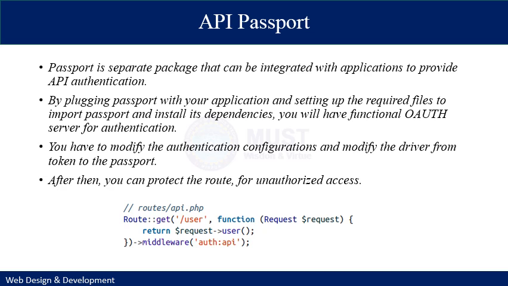You have to modify the authentication configuration and modify the driver from the token to the passport. After that you can protect the route from unauthorized access, such as this is one example of a protected route. And if any user wants to access the user, the middleware authentication API is applicable to all the routes accessing the information of the users.